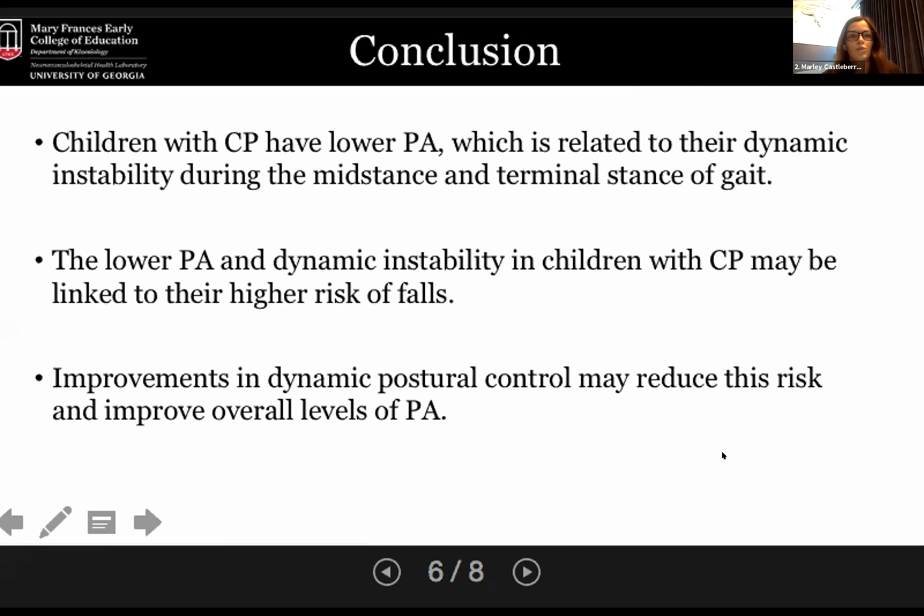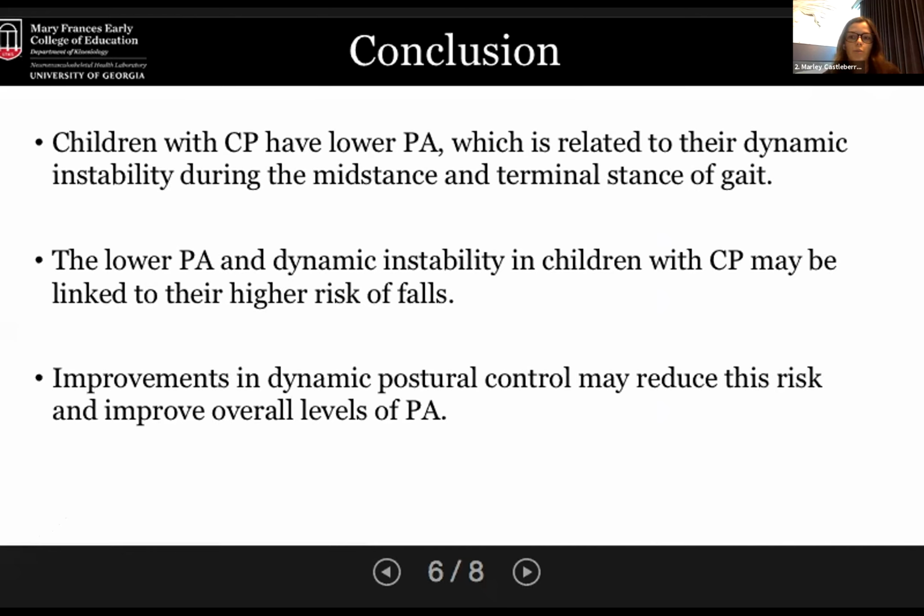In conclusion, children with cerebral palsy have lower physical activity, which is related to their dynamic instability during the mid-stance and terminal stance of gait. During both mid-stance and terminal stance, only one limb is making contact with the ground while the other is in swing phase. This may provide reasoning as to why we see these relationships with physical activity during these phases as opposed to initial contact. Also, the lower physical activity and dynamic instability in children with cerebral palsy may be linked to their higher risk of falls.